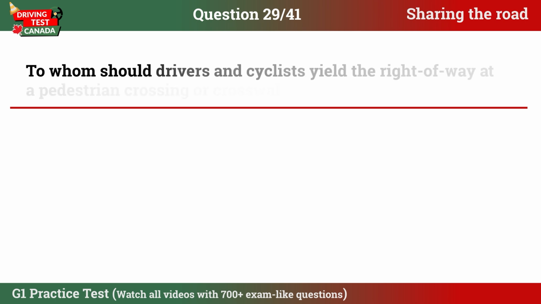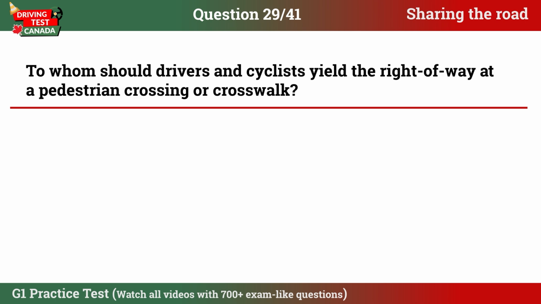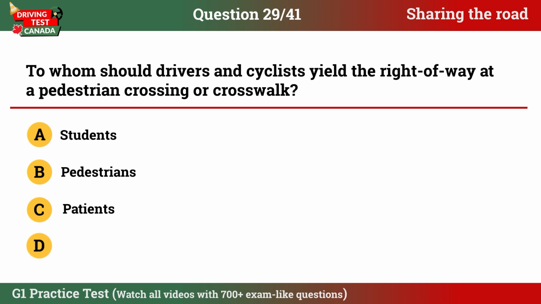Question 29. To whom should drivers and cyclists yield the right of way at a pedestrian crossing or crosswalk? A. Students. B. Pedestrians. C. Patients. D. All of the above.